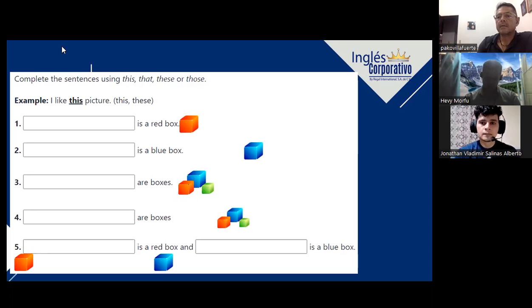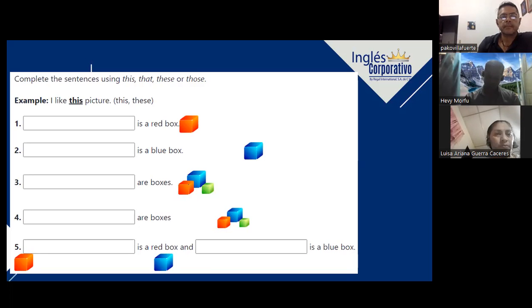This. Or read the sentence. This is a red box. Okay, thank you. Thank you so much. What about the number two? What do we have? This is a blue box. Number two? That is a blue box. That is a blue box, okay? Yes, because it's separated. So it's not close. So in that case, it will be that is a blue box.